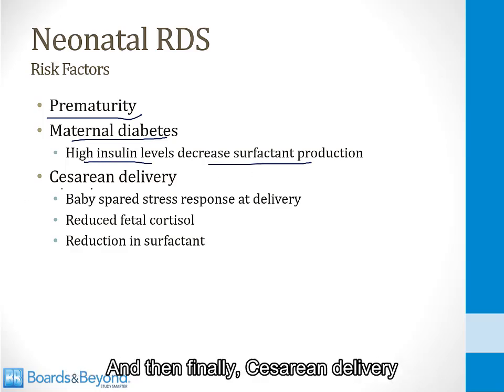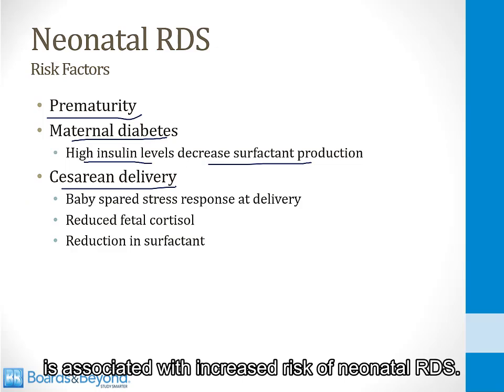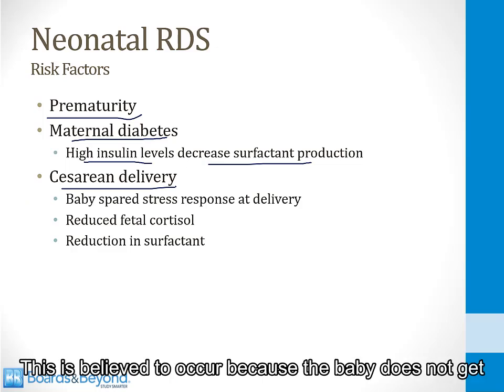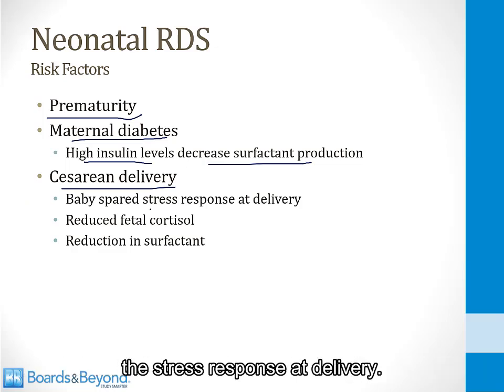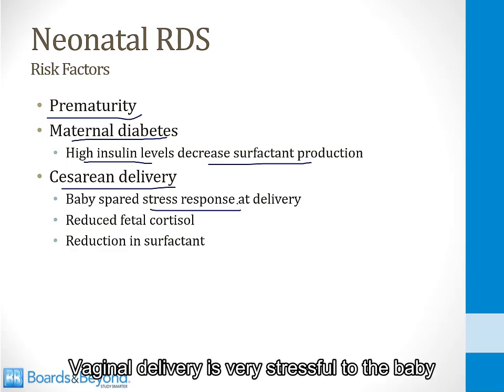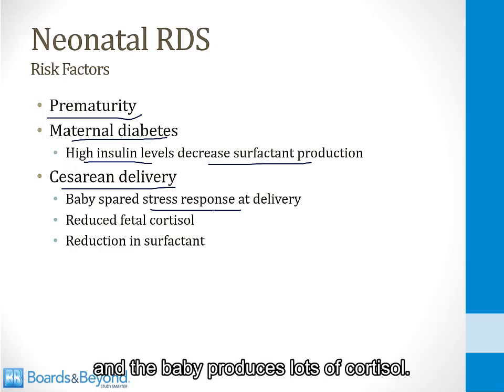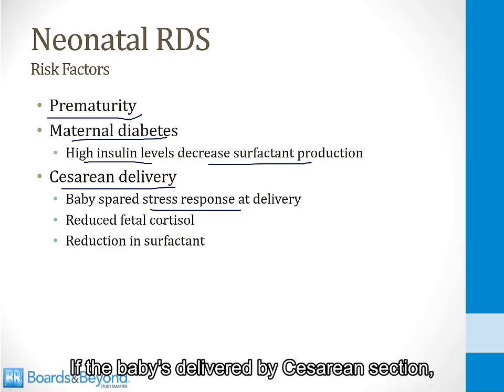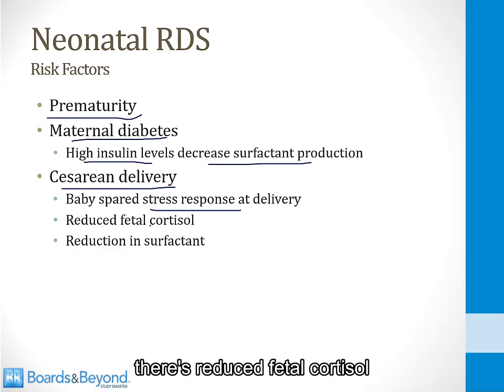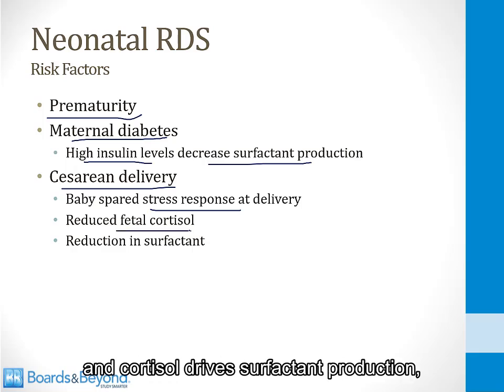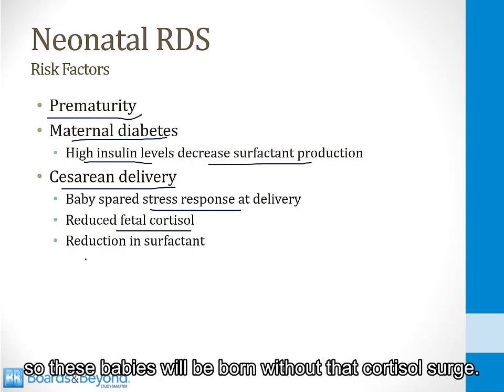And then finally, cesarean delivery is associated with increased risk of neonatal RDS. This is believed to occur because the baby does not get the stress response at delivery. Vaginal delivery is very stressful to the baby, and the baby produces lots of cortisol. If the baby is delivered by cesarean section, there's reduced fetal cortisol, and cortisol drives surfactant production. So these babies will be born without that cortisol surge.